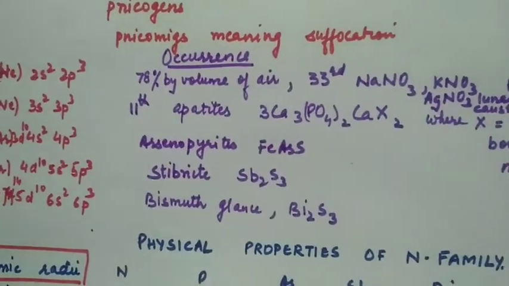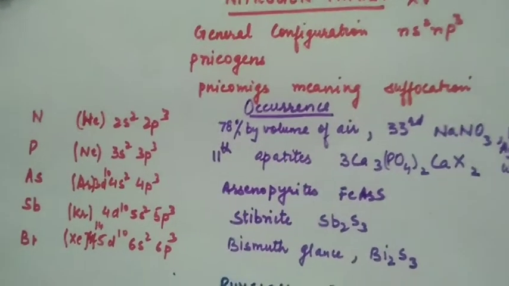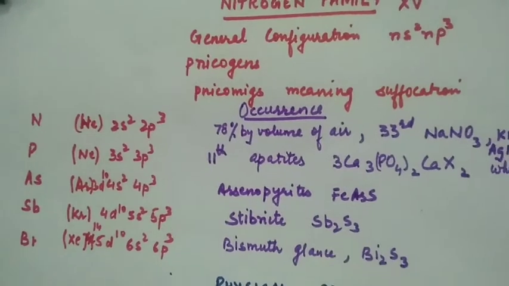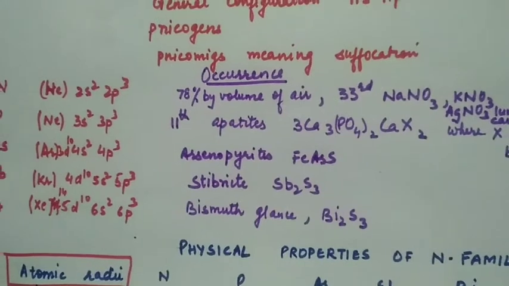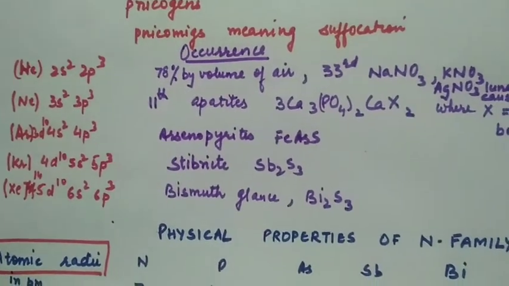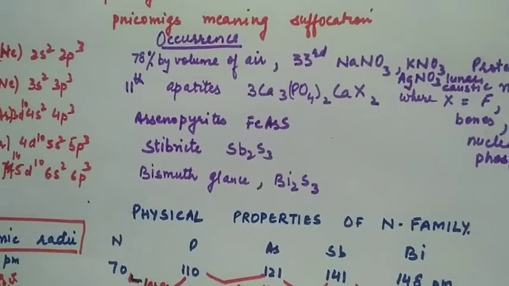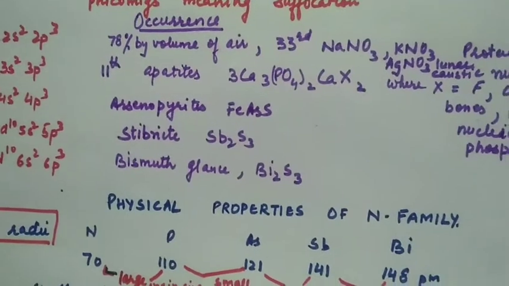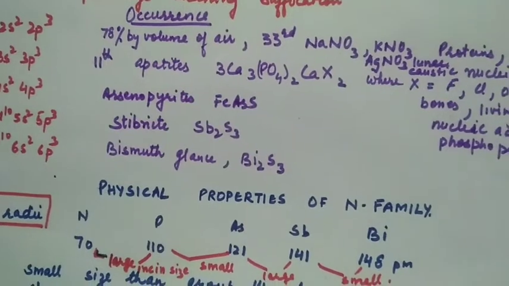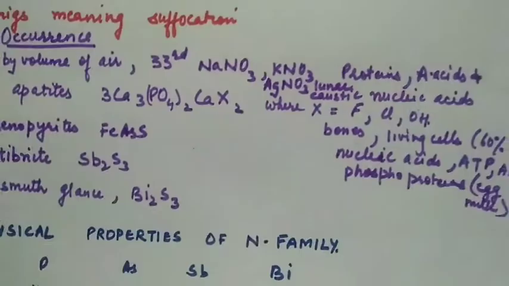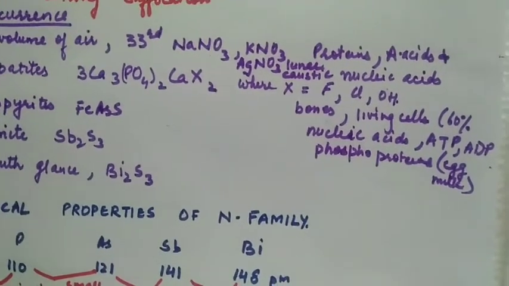Occurrence of these elements. Nitrogen, although it forms 78% by volume of air, still its abundance is low. It is the 33rd ranked element in Earth. The ores of nitrogen are sodium nitrate, called Chile saltpeter, potassium nitrate, Indian saltpeter, and silver nitrate, also known as lunar caustic. Nitrogen also forms a part of proteins, amino acids and nucleic acids.